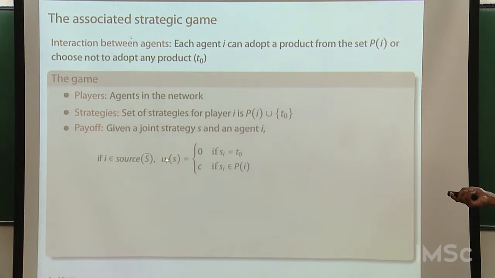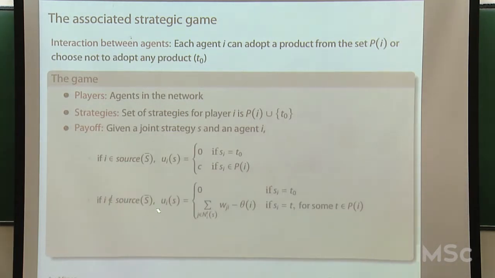If i is a source node of the network, what does it mean? i is not influenced by anyone, then the payoff is simply 0 if the node doesn't adopt any product. If it adopts some product in its product set, it's some positive constant C. Essentially i is not influenced by anyone.